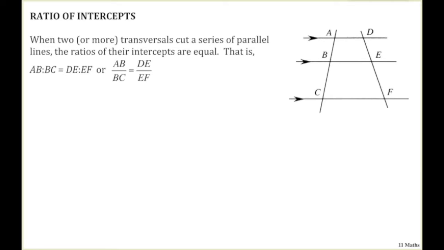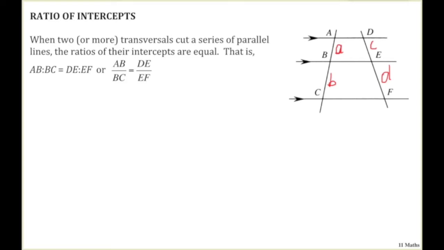So let's deal now with our ratio of intercepts formula. In the past, we've dealt with 2 parallel lines with a transversal. Remember, a transversal is just a line that crosses parallel lines. Now we're going to have more than 2, and when we do that, we get a few different bits. I could look at that bit there and think of it as an A, that length there, and think of it as a B. From D to E, I could think of as C, and from E to F, I could think of as D.